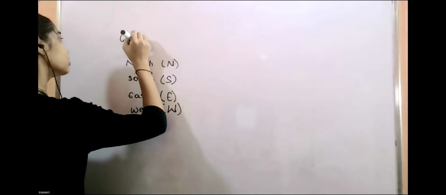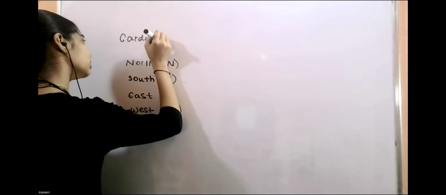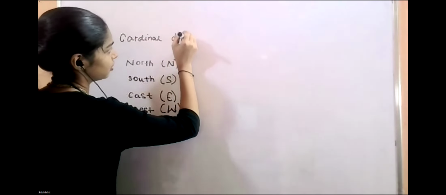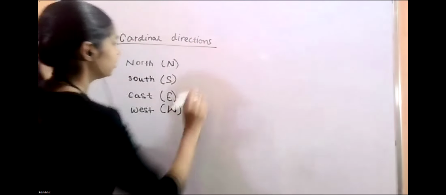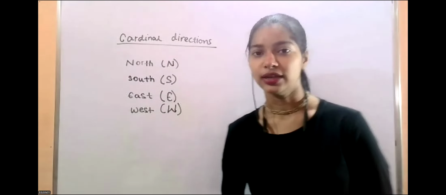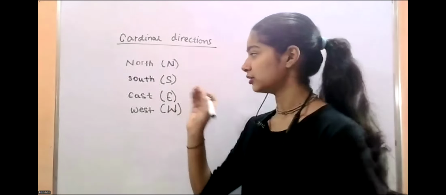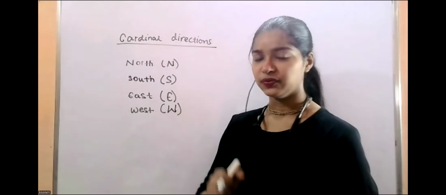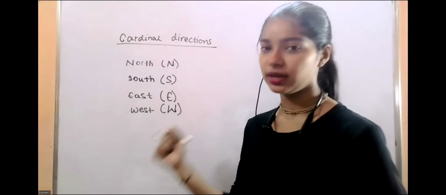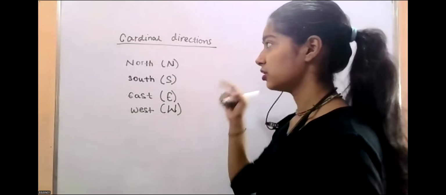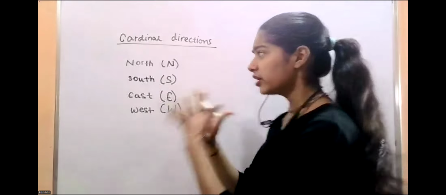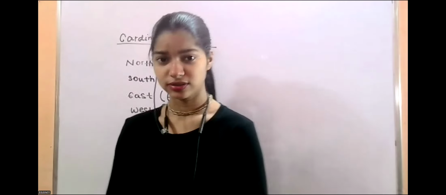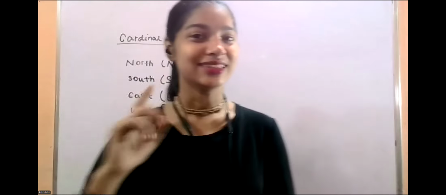What do we call them? Cardinal directions. Okay, these are cardinal directions. Now we got to know that we have four directions. Okay, in our maps, we have four directions: north, south, east, and west. But where are those four directions? On which side can we say that this is north, this is east, this is south or west? So today I'm going to make you learn that thing only.